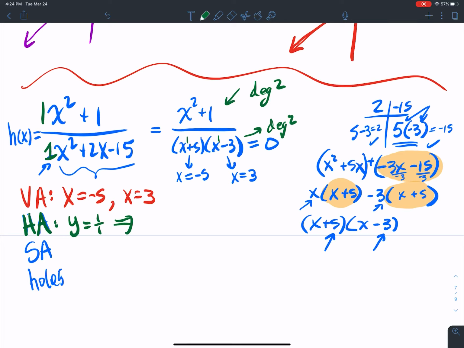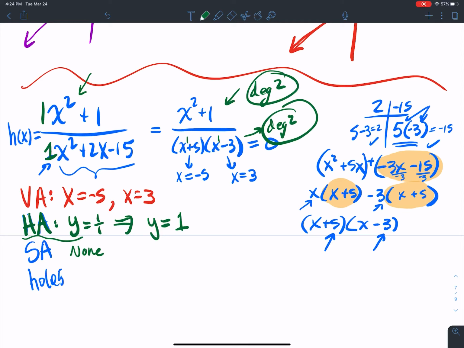So horizontal asymptote, HA, y equals a number. Y equals 1. Okay, if there's a horizontal asymptote, then there's no slant asymptote. Because what do I know about slant? Slant has to be 1 greater in the numerator than the denominator, but they're the same. So guess what? It's no go.